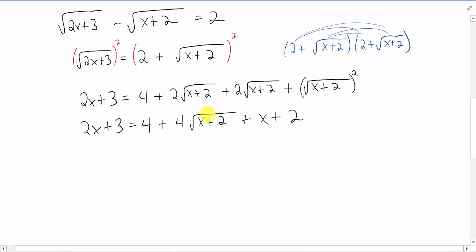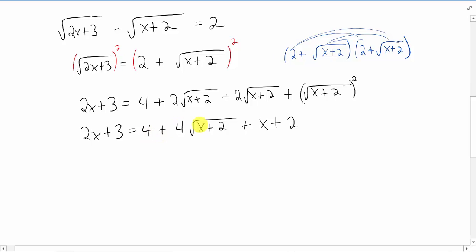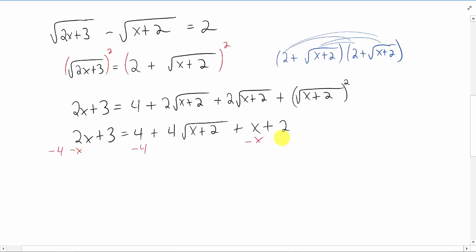So what we have to do is do it again. We have to get this square root term by itself and then square both sides again. So I'm going to take the terms that aren't part of the square root term and subtract them from both sides of the equation. So I'm going to subtract 4, I'm going to subtract x, and I'm going to subtract 2. That is going to leave us with just the 4 square root of x plus 2 on the right. Oh, and let's see, 2x minus 1x is just going to be 1x. And 3 minus 4 minus 2 is going to be a negative 3.